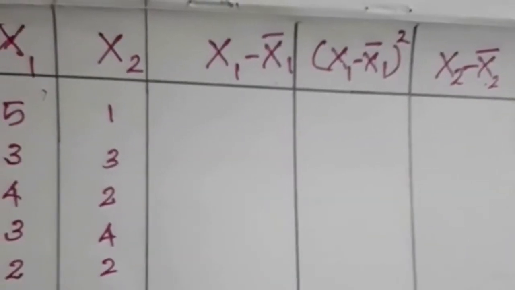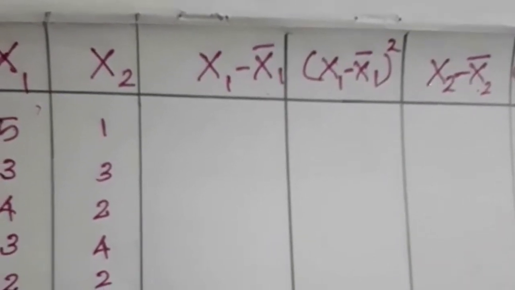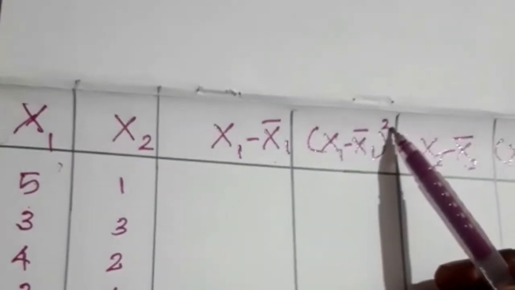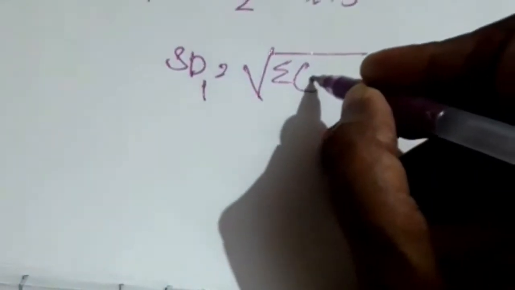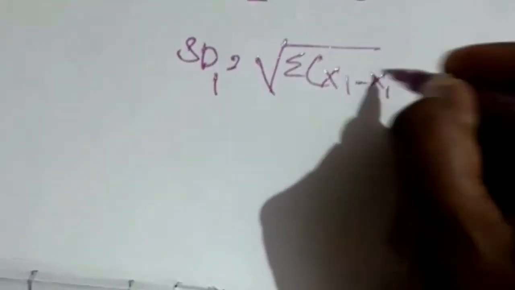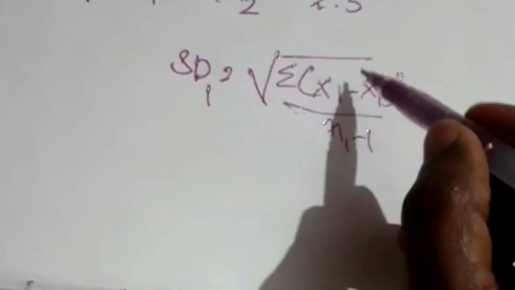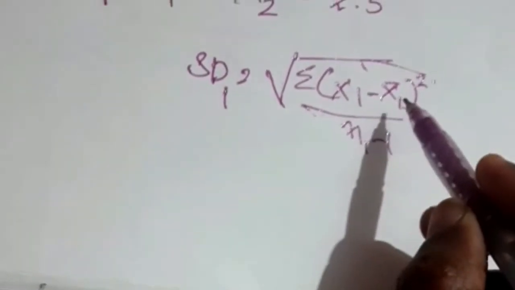So next we need to calculate standard error. For calculating standard error, first we need the standard deviation of each group. For calculating standard deviation, we need x1 minus x1 bar the whole square. Okay, so in the formula we know that standard deviation, that is SD1, is equal to root of sigma x1 minus x1 bar the whole square divided by n1 minus 1, right? Now, first we need sigma x1 minus x1 bar the whole square.